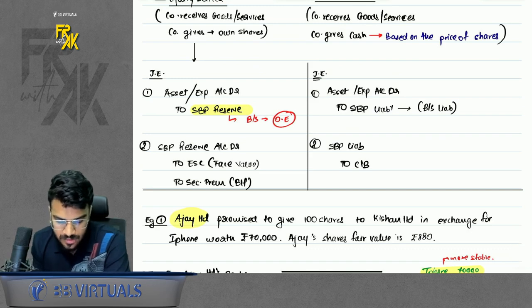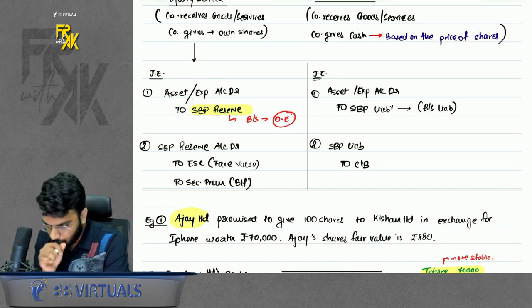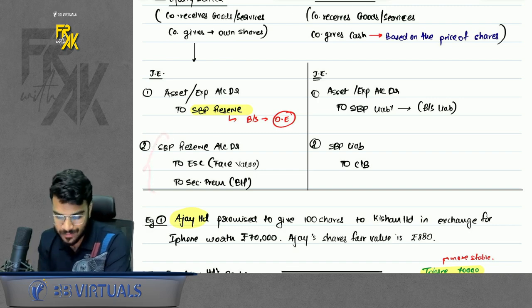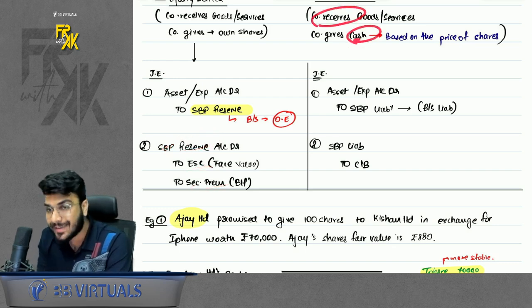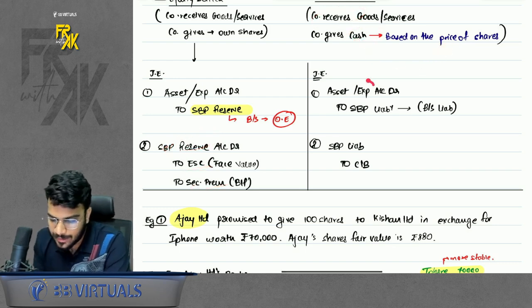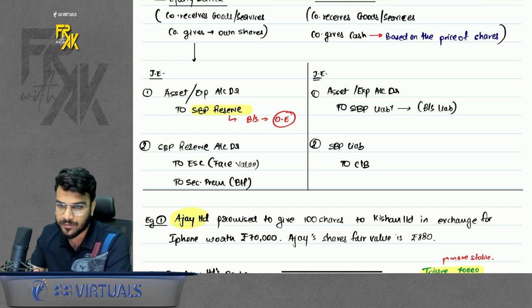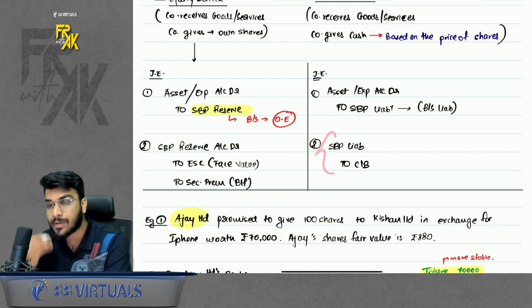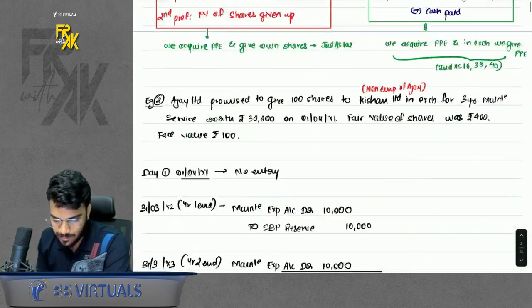If you are receiving goods or services, you will debit either the asset or the expense, and credit the SBP reserve. Why SBP reserve? Because you are going to give shares. Then whenever you issue the shares, you will debit SBP reserve and credit share capital and securities premium. If you have promised to give cash based on the price of shares, in that case you will debit the asset or expense but credit SBP liability. Why liability? Because you are going to give cash. Whenever you give cash, you will debit the liability and credit cash and bank. A few examples also I discussed.